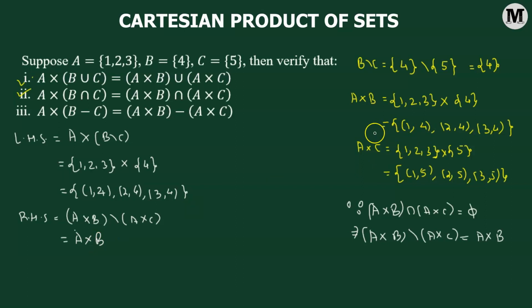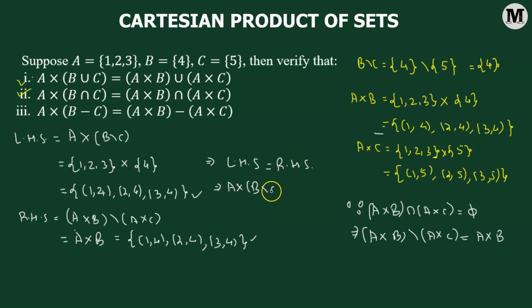What is the Cartesian product of A and B? We have the set containing the ordered pairs 1, 4, 2, 4, and then 3, 4. Now clearly both the left hand side and the right hand side are equal. So here we have the left hand side equals the right hand side. This simply tells us that if we take the Cartesian product of A with the difference of the two sets B and C, this is going to be equal to the Cartesian product of A and B minus the Cartesian product of A and C, hence proved.